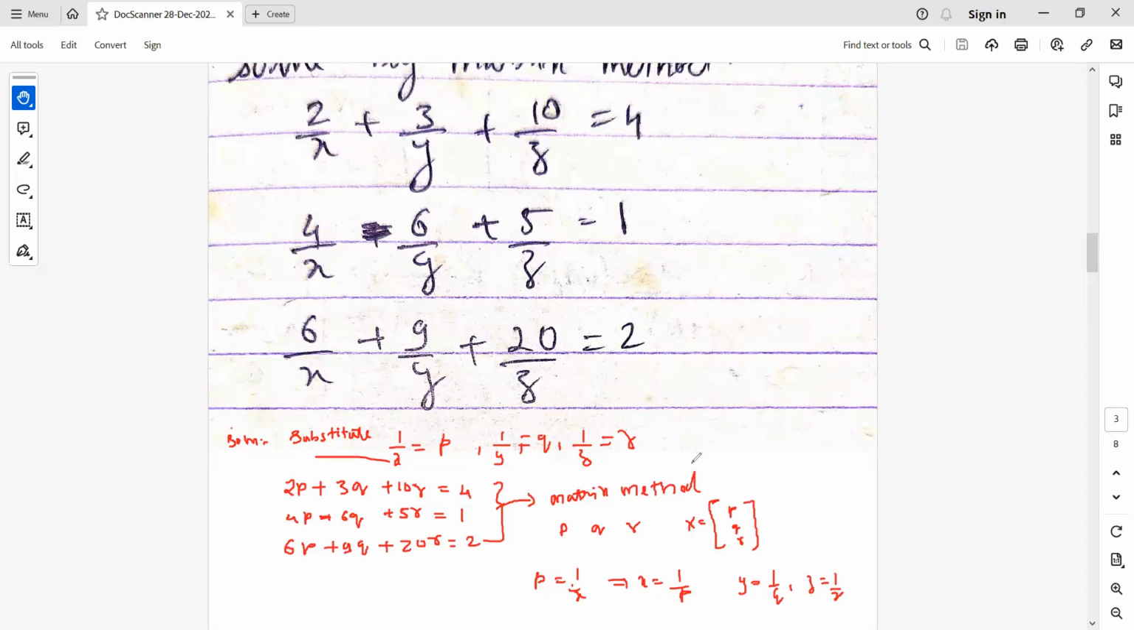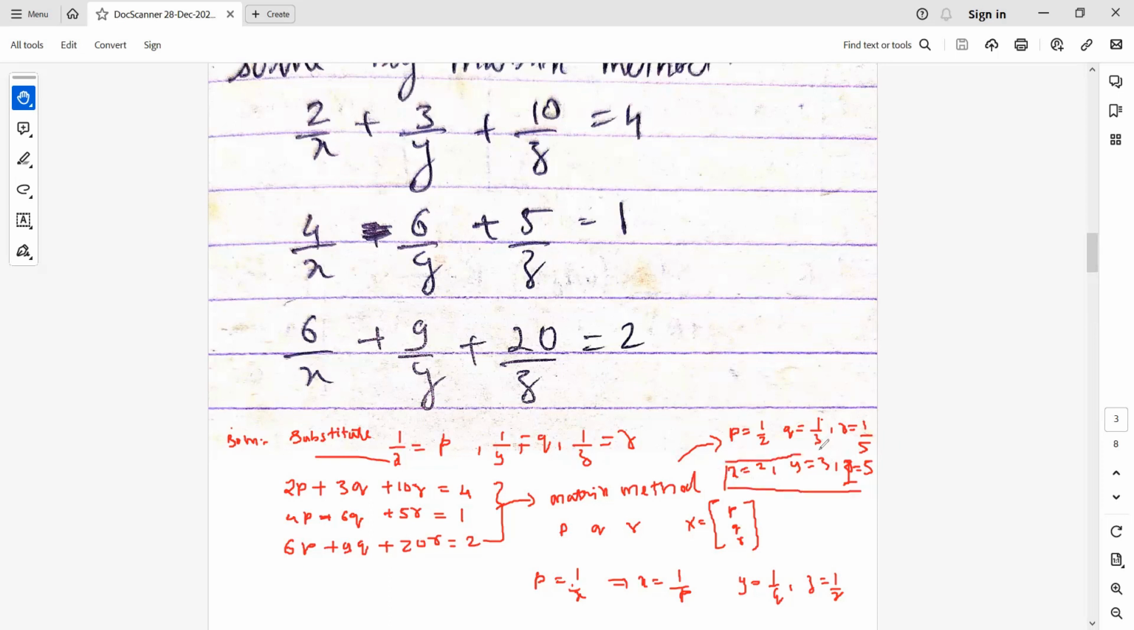I try to solve this example for homework. I am just telling you the answers. You will get P is equal to 1 by 2, Q is equal to 1 by 3, and R is equal to 1 by 5. On simplifying again, you will get x is equal to 2, y is equal to 3, and z is equal to 5. So these will be the final answers: x, y, z equal to 2, 3, and 5.